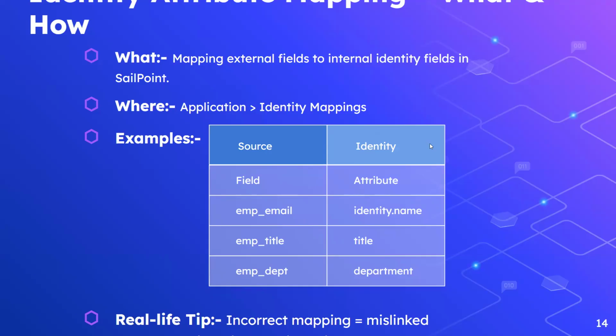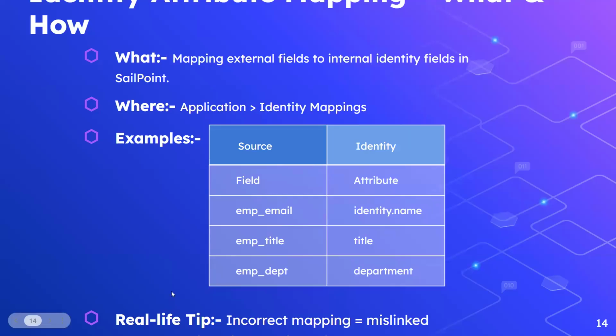Now there are two types of identity mappings. One is source, second one is target. When we are mapping from source to identity, that is source attribute mapping. And when we are doing it from identity to target application, then it is target mapping. So very simple, just a question that you might hear in an interview. So you should know what attribute mapping is, source mapping versus target mapping.